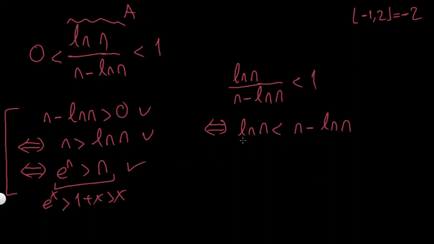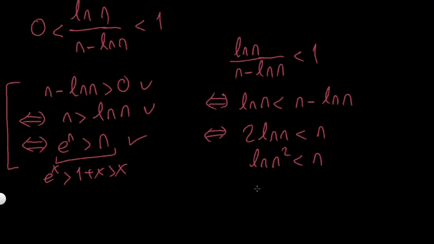So how can I do it? I want to show ln n is less than n minus ln n. If I just add ln n to both sides, 2 ln n is less than n, and 2 ln n is just equal to ln n squared, which is less than n. Now if I again take e to the power of both sides, it's going to be n squared is less than e to the n.